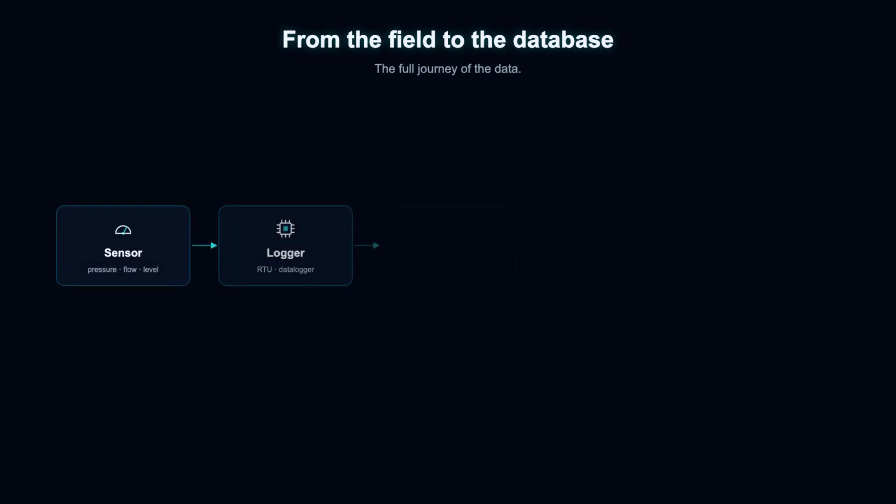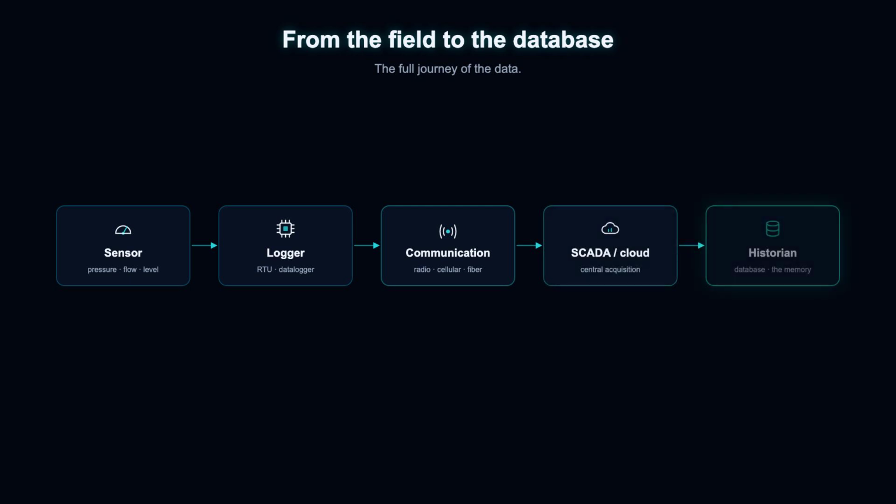And that data, how does it get there? Let us make the full journey. It starts at the sensor, in the field, a pressure transmitter, a flow meter. That sensor connects to a logger, an RTU, or a data logger, which digitizes it. From there it travels over communication, radio, cellular, sometimes fiber, to the SCADA system or a cloud platform. And finally, it is stored in a historical database, what operators call the historian. That historian is the memory of the system, and it is precisely the source the twin will read from.